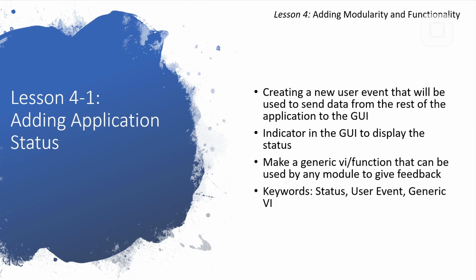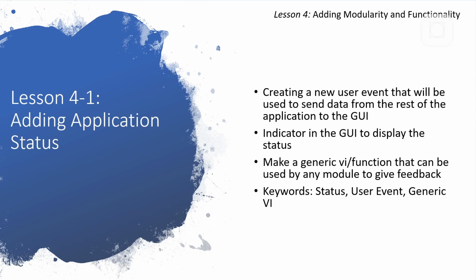In lesson 4-1, we'll be adding an application status from the module to the GUI so we can see if they have stopped. Currently, if a module crashes, we will see nothing. We will just maybe see the lack of data, but it will be nice to know why it stopped and which module has stopped. To do this, we'll create a new user event, we'll add a new indicator to the GUI, and we'll make a generic VI function that will input the module and the error and send this to the GUI.